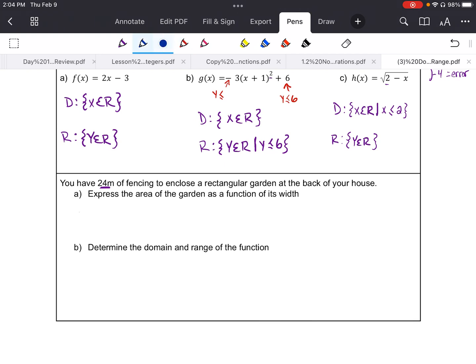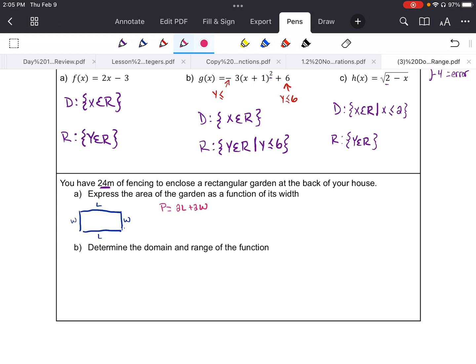So if I draw the rectangular garden, we know we have length and width. Okay, and the formula for perimeter is 2 length plus 2 width. Okay, it wants us to express the area of the garden as a function of its width.